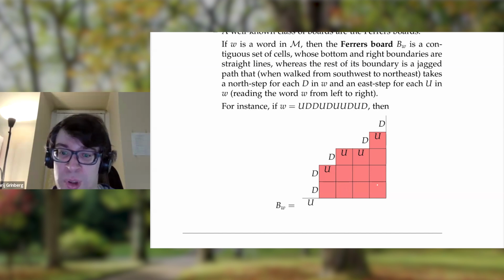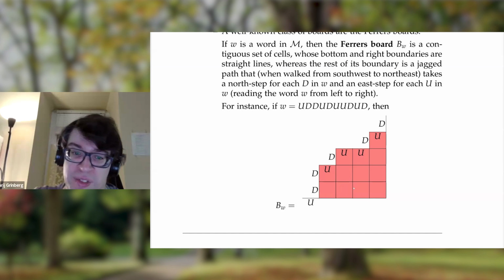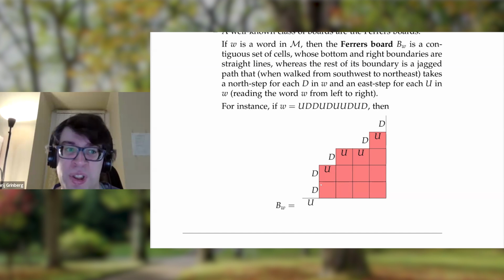And now I'm thinking about all possible ways to put a rook on some cell. So I'm putting rooks on some cells of this board in such a way that the rooks don't attack each other. So no two rooks in the same row and no two rooks in the same column. This is called a rook placement in the board.